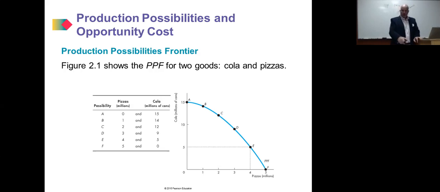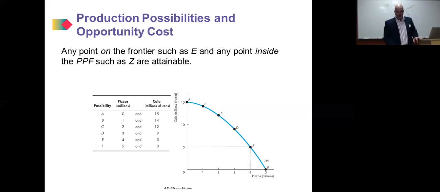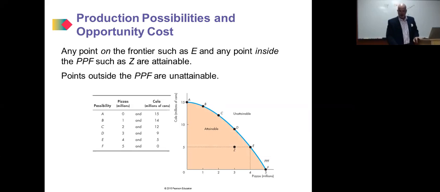And the blue line that I just drew through each of these possible combinations is what we call the production possibilities frontier. And remember, it's going to separate those combinations that are obtainable and those that are unattainable. So inside the curve is our attainable area, outside the curve becomes our unattainable area.